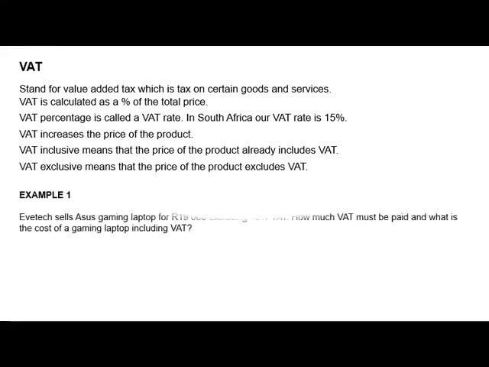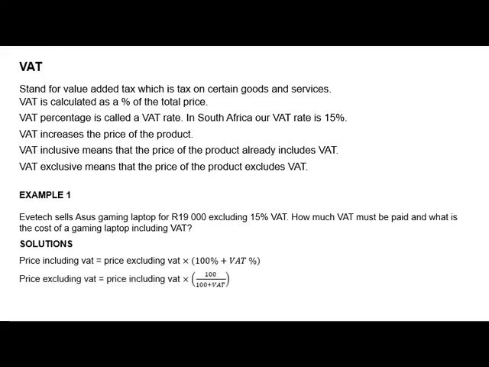Let us look at example one. Example one says if Tech sells Acer's gaming laptops for 19,000, excluding 15% VAT, how much VAT must be paid and what is the cost of a gaming laptop, including VAT? Firstly, you will use one of the following formulas. If you want the VAT inclusive amount, you will simply use the first formula, which is price excluding VAT times 100% plus the VAT percentage. If you want the price excluding VAT, they should give you the price including VAT. You'll multiply that by 100 divided by 100 plus VAT.